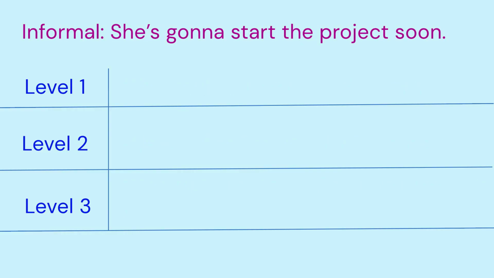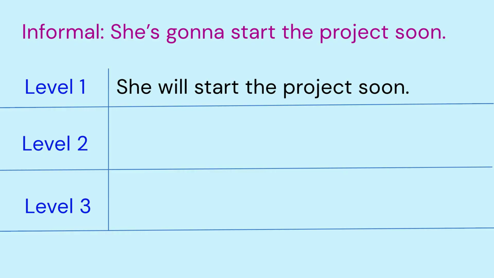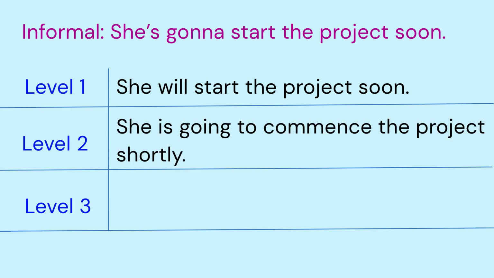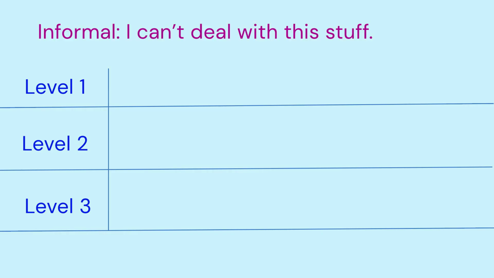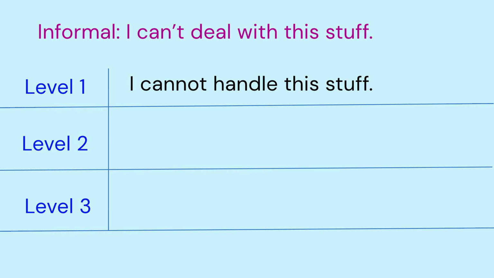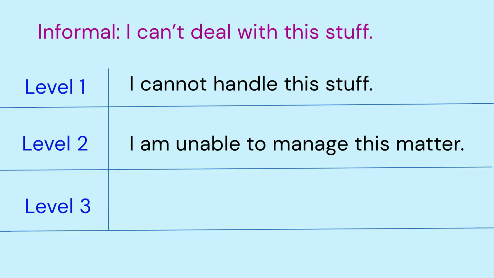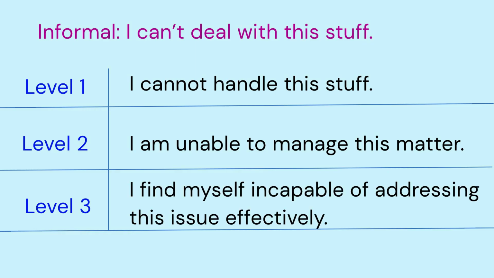"She's gonna start the project soon." "She will start the project soon." "She is going to commence the project shortly." "She is scheduled to initiate the project in the near future." "I can't deal with this stuff." "I cannot handle this stuff." "I am unable to manage this matter." "I find myself incapable of addressing this issue effectively."